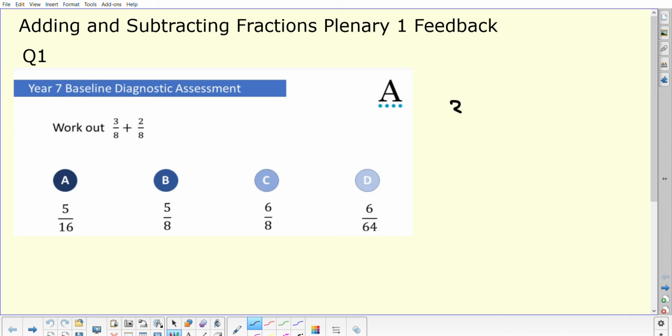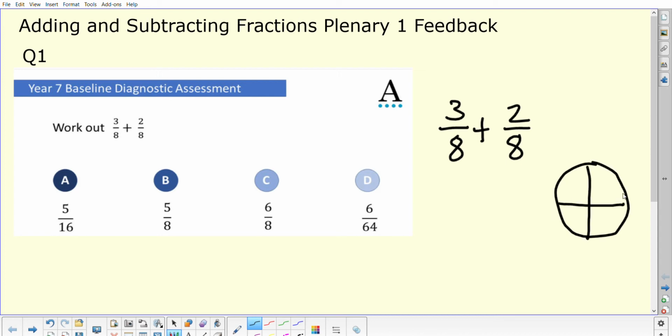So in this particular case, you're trying to work out 3/8 plus 2/8. If you imagine a pizza split up into 8 pieces, and you ate 3/8, each little bit is an eighth, so you ate 3/8, someone else eats 2/8, so altogether there have been 5/8 of the pizza eaten or shaded in there.